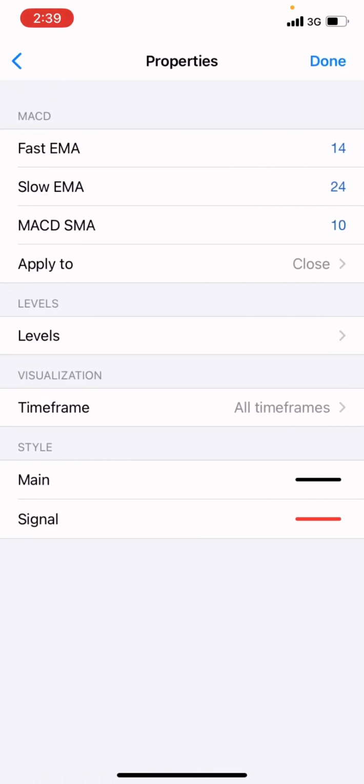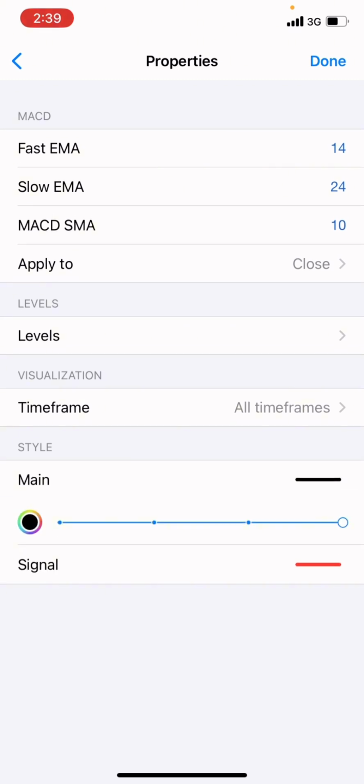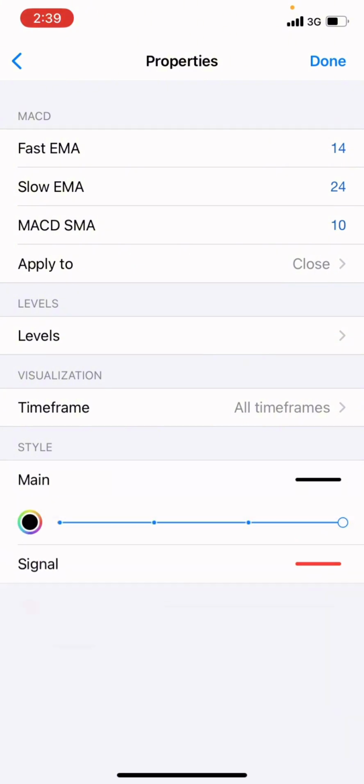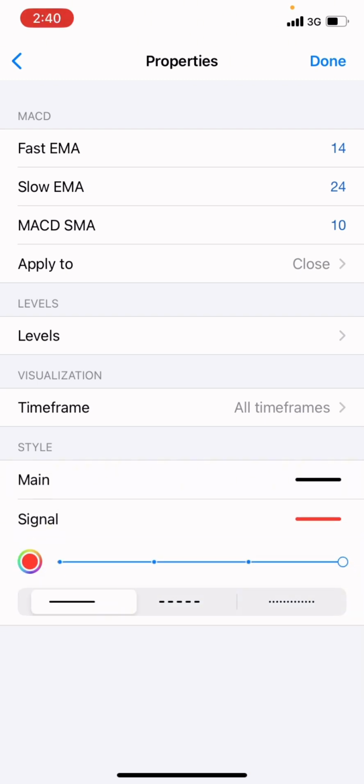We put the fast EMA on 14, the slow EMA on 24, the MACD SMA on 10. Then the main is going to be on 4 pixels. The signal is going to be on 4 as well. Then the color is going to be red on the signal. The main, the color is going to be black. Then you put this line here at this first one right here. Then you apply to close. Then you click on done.